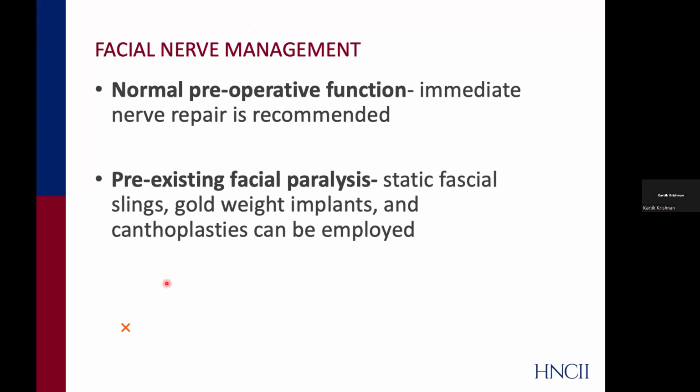If a patient has normal pre-operative function, then immediate nerve repair is recommended. Now this in itself is a separate topic of discussion. Facial nerve reanimation and management need a separate lecture because it's a very important topic. If you have the stumps of the nerve, then you can do a primary repair. If both the stumps are not close, you can take a different nerve and use it as a nerve graft. Or if you cannot get the nerve, or in pre-existing facial paralysis, you have different procedures like static slings, gold weight implants, and dynamic and static reanimation. So all this can be done for facial nerve management.